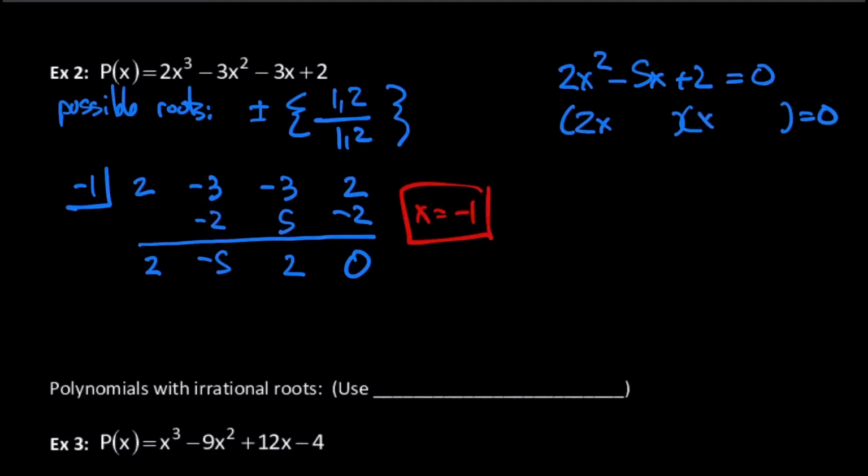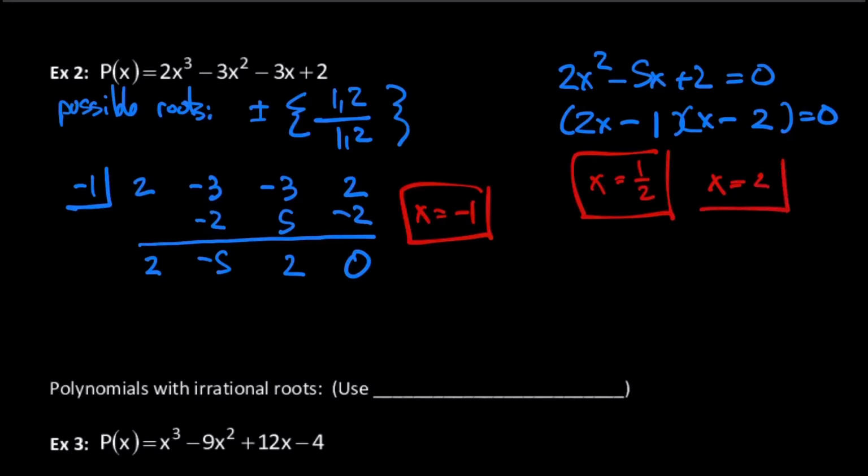2x and x. It's got to be 2 and 1. Signs are the same, both negative. I'm going to put a 2 here, 1 there. And I get x equals 1/2, and x equals positive 2. Again, should make sense. It's got to come from this, right? Negative 1, 1/2, and positive 2.